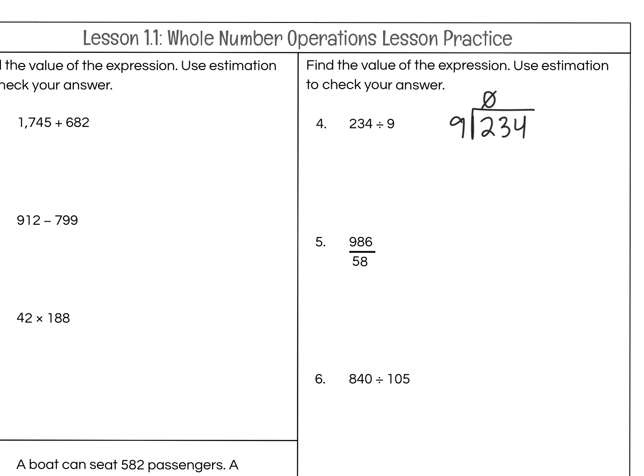9 goes into 23. How many times? 2 times, which is 18. Now I subtract. And then I bring down. And 9 goes into 54? 6 times. And then I subtract, and I have nothing left over. So number 4 should be 26.